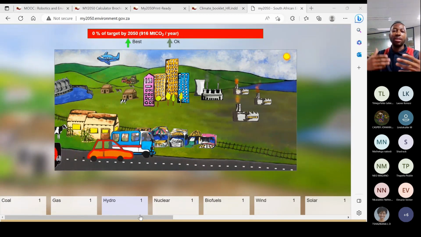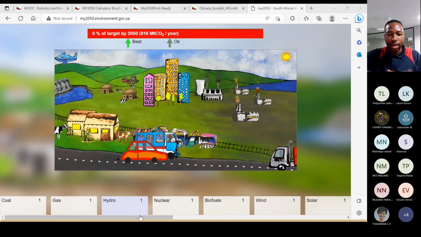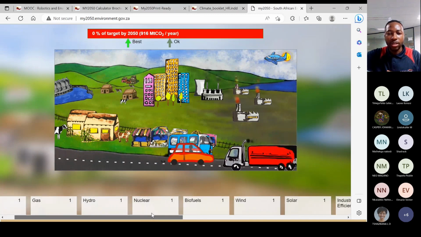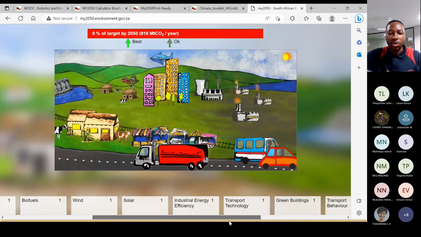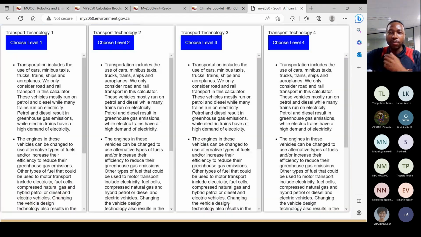Remember, it's all about making it fun for them to learn. So this is where you can slide on the tiles. I hope you can see my tiles that are sliding there. And then you can click on transport technology. When you click on transport technology, there are 4 tabs there. I'm going to select the 4th level. The reason why I want to select the 4th level is because I want to increase the efficiency as well as contribute more into that ruler into turning green.